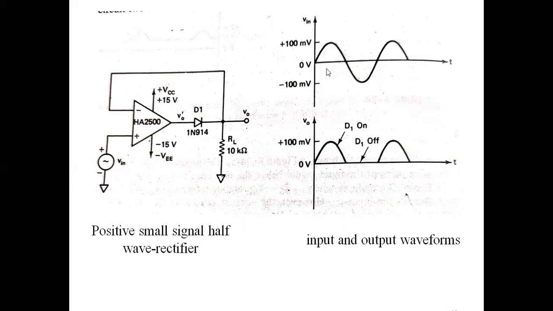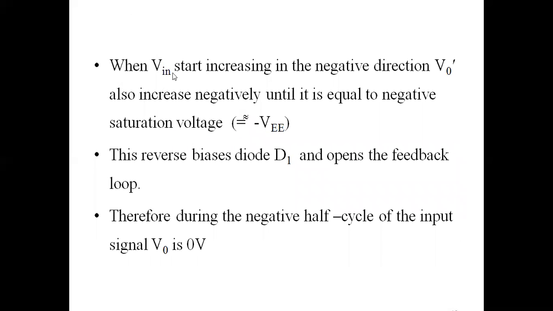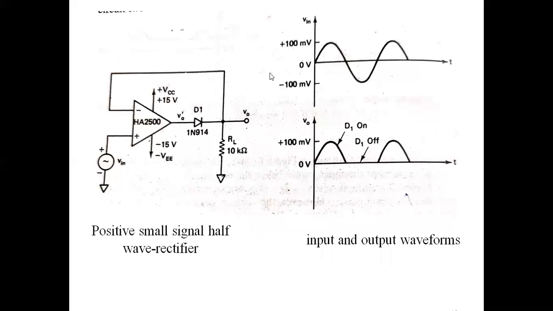This diagram shows the input and output waveforms of the positive small signal half wave rectifier, and this is how it works in the positive half cycle. Now consider the next situation, when Vin starts increasing in the negative direction.